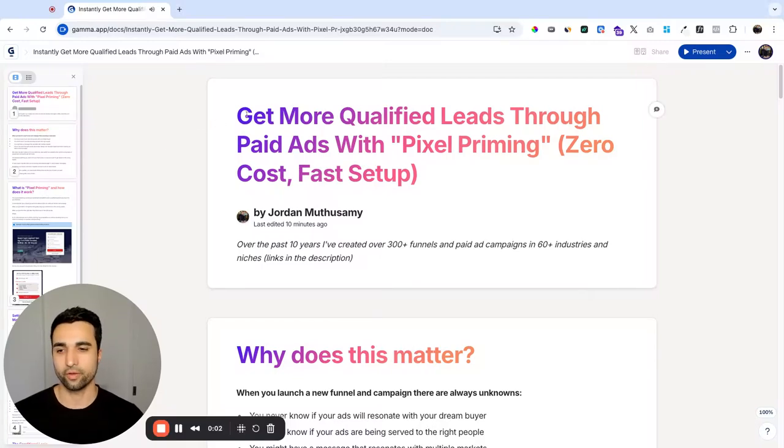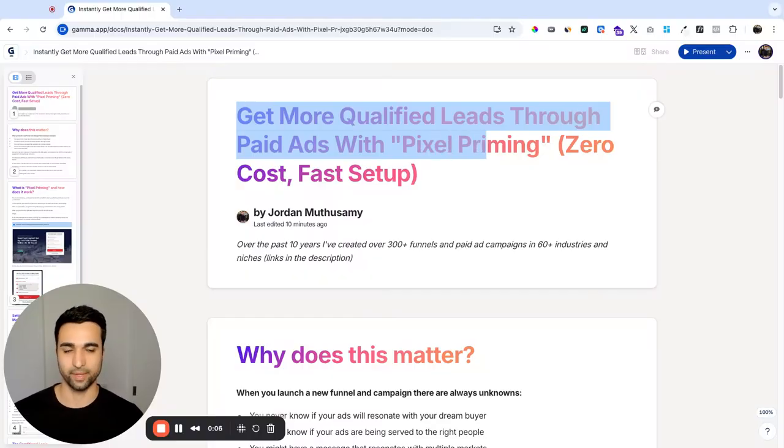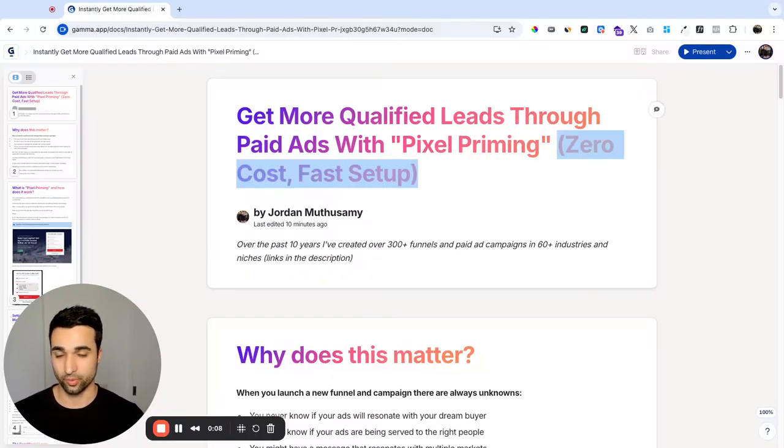So today we're going to be going over how to get more qualified leads through paid ads with pixel priming. Now, this is something that requires zero cost, it's fast to set up, but it can have a massive impact on whether any given campaign or sales funnel is actually going to be successful for the business.